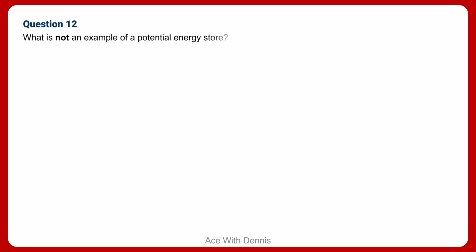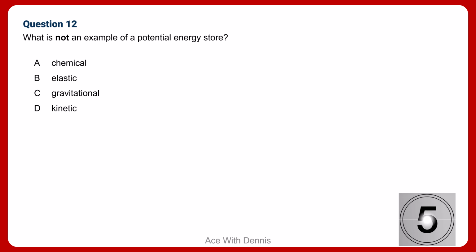Question 12. What is not an example of a potential energy store? A. Chemical, B. Elastic, C. Gravitational, or D. Kinetic? The answer is D. Kinetic.